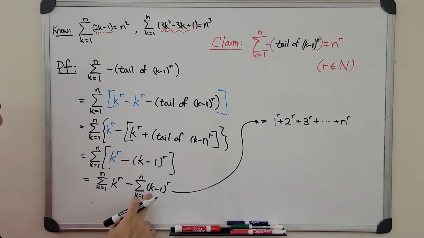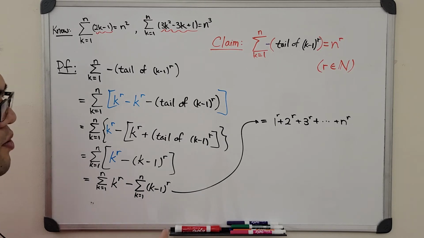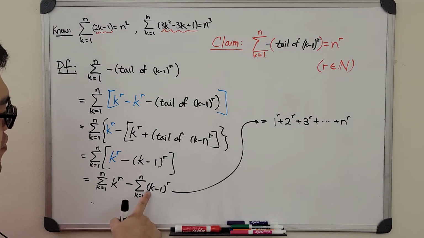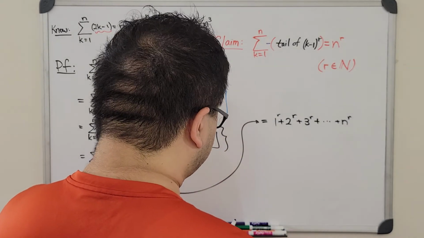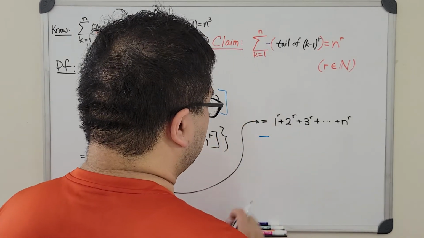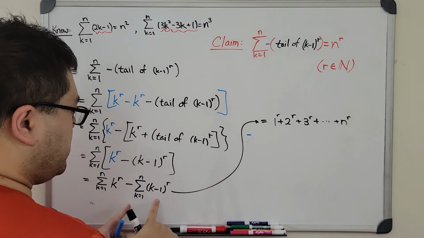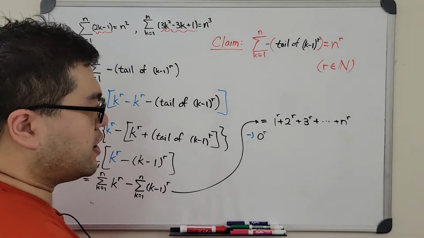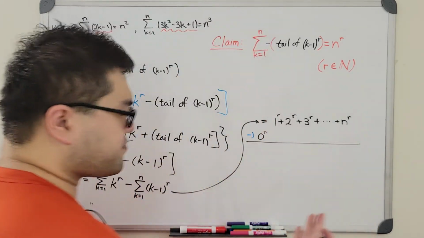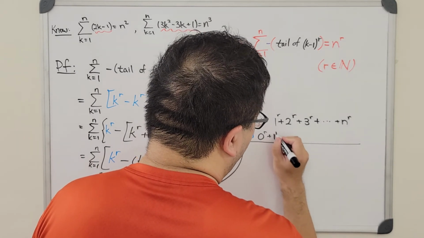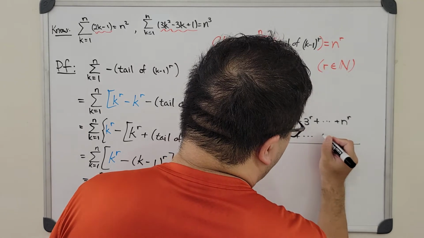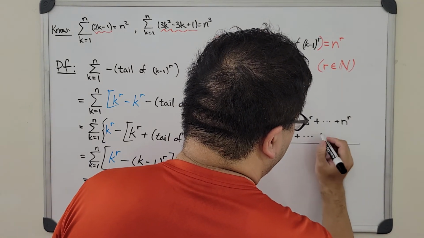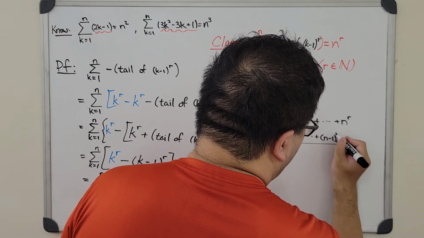Minus, here k starts from 1, but we actually have a shift that we need to get 1 less than. So in fact, our first term will become 0 to the r power, and then the second term will now become 1 to the r power, so on and so forth. Then what's the last term? Last term is, of course, n minus 1 to the r power. So this is what we're going to have. We're going to subtract, let me put a minus sign here. First term is 0 to the r power, and again, I'm going to write like how we did vertical subtraction in elementary school. So we have 0 to the r power plus 1 to the r power plus 2 to the r power plus all the way down to n minus 1 to the r power.